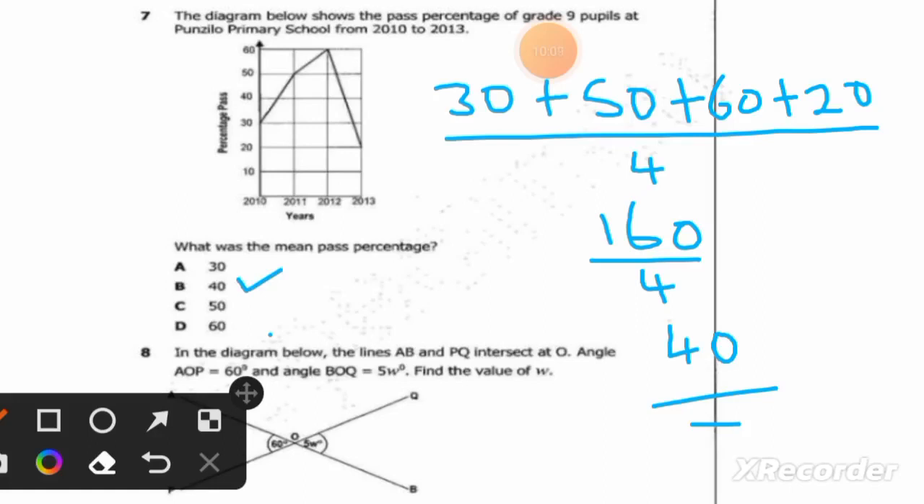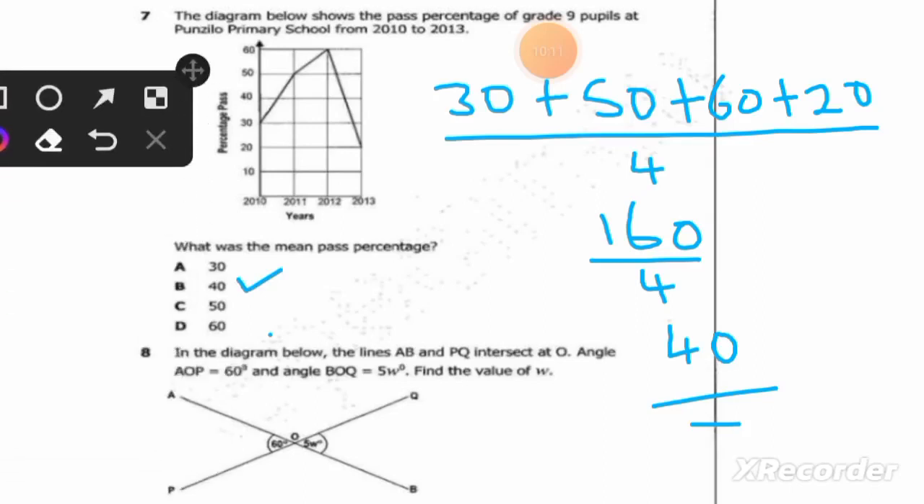Okay. Let us move on to the next question, which is question 8. Question 8, the question reads, in the diagram below, the lines AB and PQ intersect at O. Angle AOP is equal to 60 degrees, and the angle BOQ is equal to 5W degrees. Find the value of W.